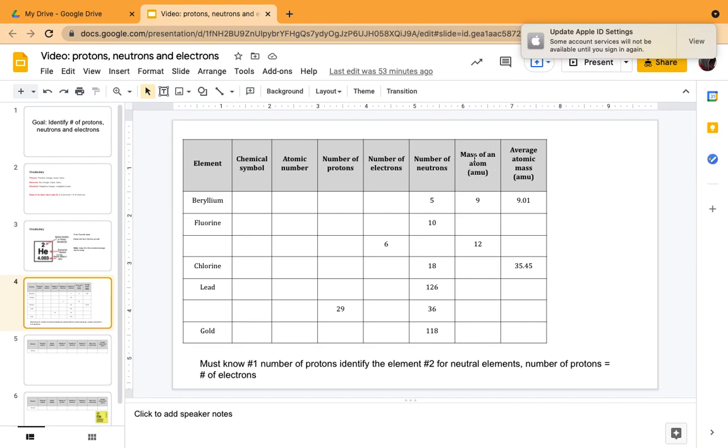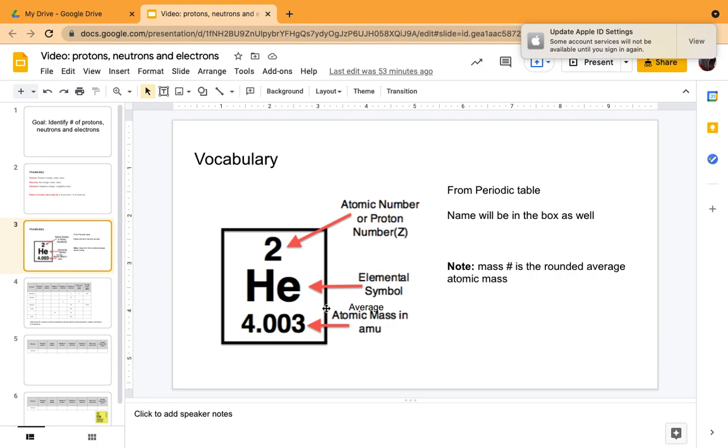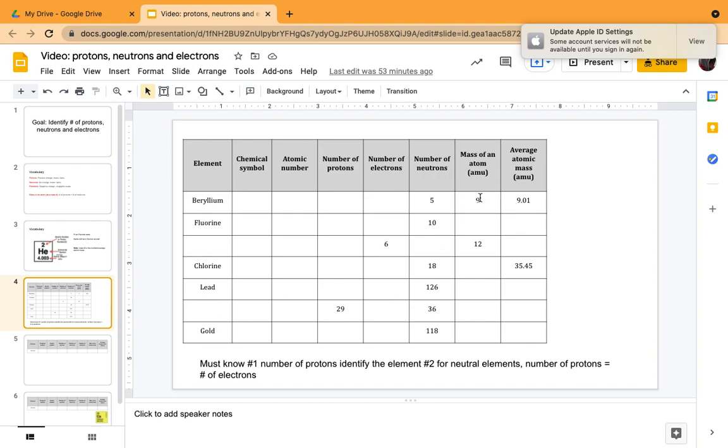The mass of an atom, or the mass number, is the rounded mass. The average atomic mass is right here, and then the mass number is just a rounded version of that. The number of neutrons is going to be based on the mass number. So we know the mass number is a combination of protons and neutrons. So if you have the protons, then you can just find the neutrons. And I'll show you an example.